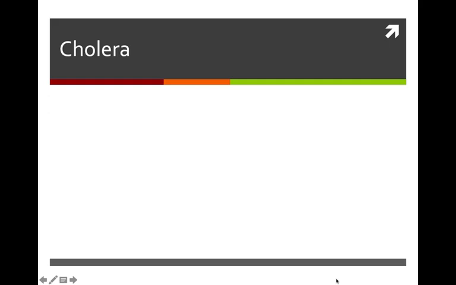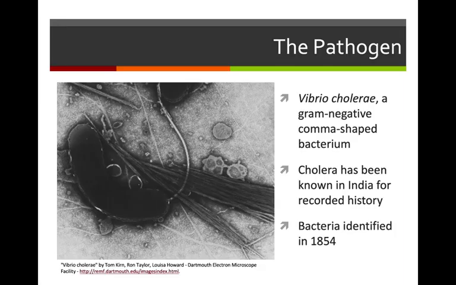In this section, we're going to talk about the disease cholera. Cholera is caused by a bacterium called Vibrio cholerae. It's a gram-negative bacterium, meaning it has two membranes, and it's kind of comma-shaped. The disease cholera has been known throughout recorded history, at least in India, but with the increase in worldwide travel, cholera began to cause pandemics instead of being localized to the Indian subcontinent. The bacteria that causes cholera was first identified in 1854.